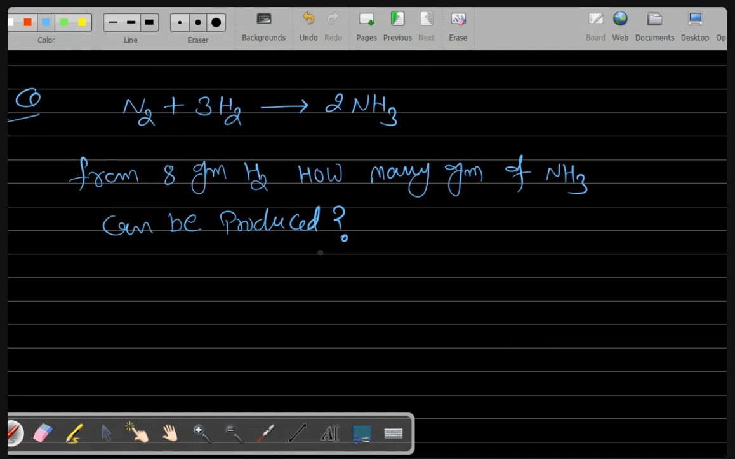Okay. So the first step we do is finding the Mr. First you have to find the moles of hydrogen, right? Hydrogen is 1, so H2 has an Mr of 2. So divide 8 by 2, that is 4. 4 moles? Yes.